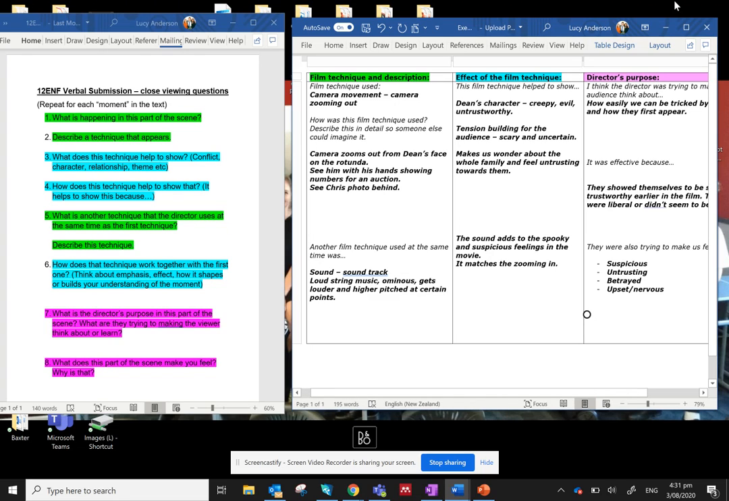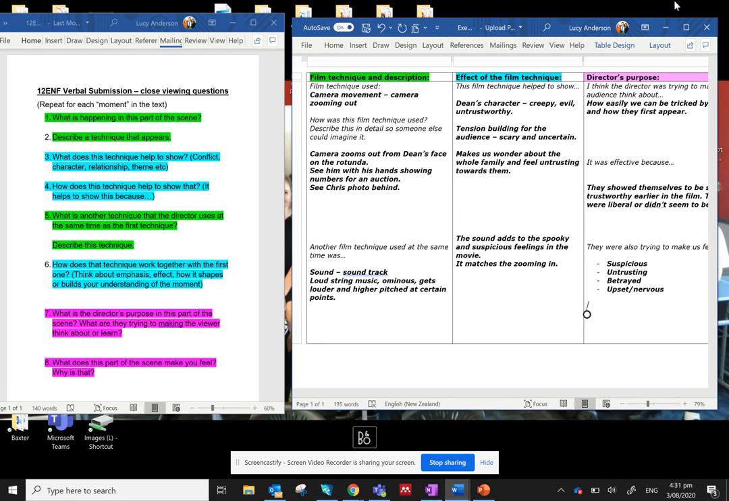Okay, so what I thought I would do is make a recording to show how this would look using the grid that you've got in front of you from your notes. I'm using an exemplar from the auction scene from Get Out. First question: what is happening in this part of the scene?